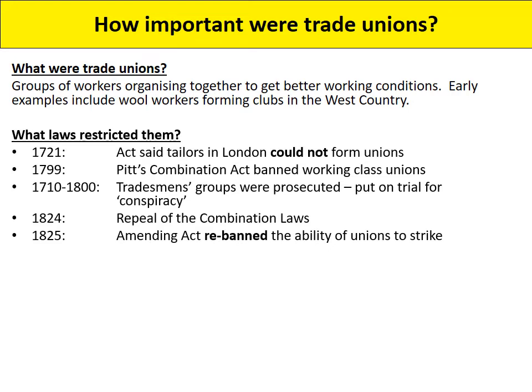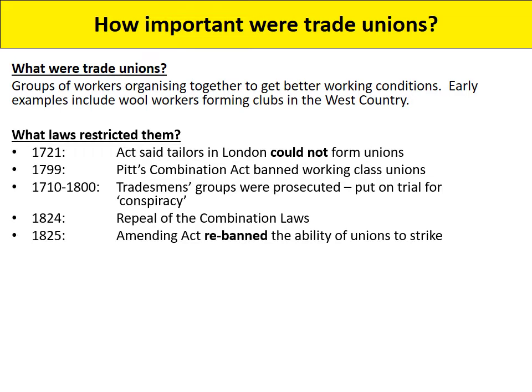1710 to 1800, tradesmen's groups were prosecuted for conspiracy. So conspiracy is the crime of conspiring or organising against authority. It's a very loose crime. It's possible to charge lots of people with conspiracy, I would imagine. So it wasn't as though there was a specific law against them, but they used old laws to bring people to trial, and that's certainly what happened in the case of the Tolpuddle Martyrs.